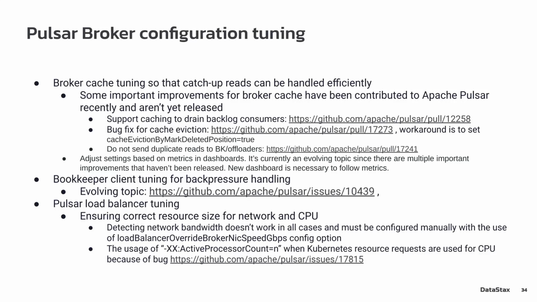There are also some small details like Pulsar load balancer tuning. In cloud environments, it might not detect properly the network interface speed, which is needed for load balancer resource calculations, and that has to be explicitly configured, at least in AWS.